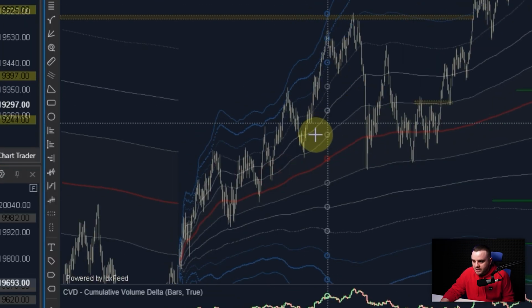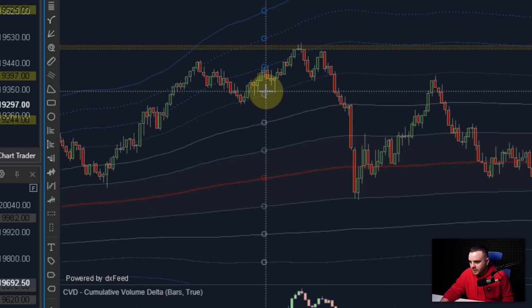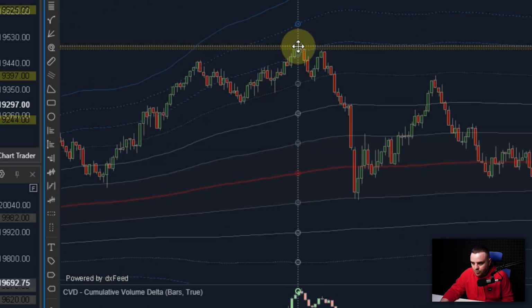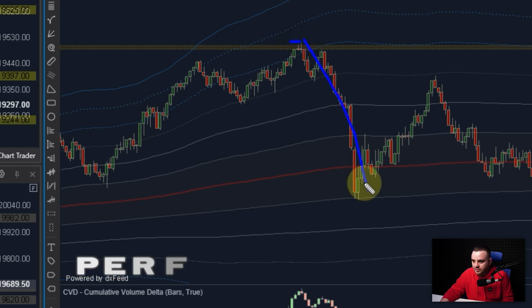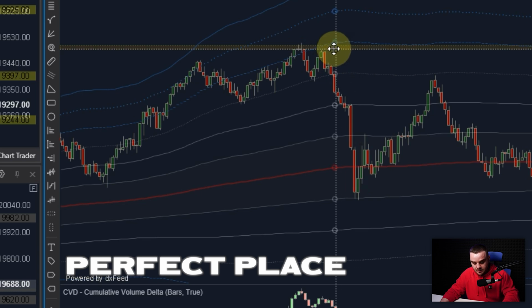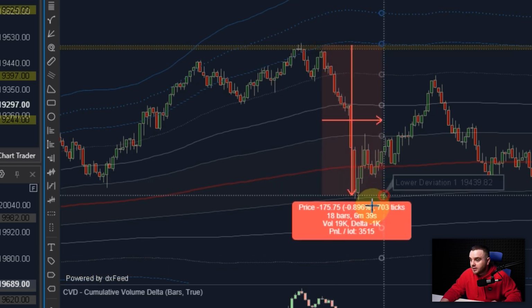And at that previous day high, what did we have? We had massive delta absorption. And yes, in this case, this order played out as a perfect place from which price did an amazing move, how many? 700 ticks.